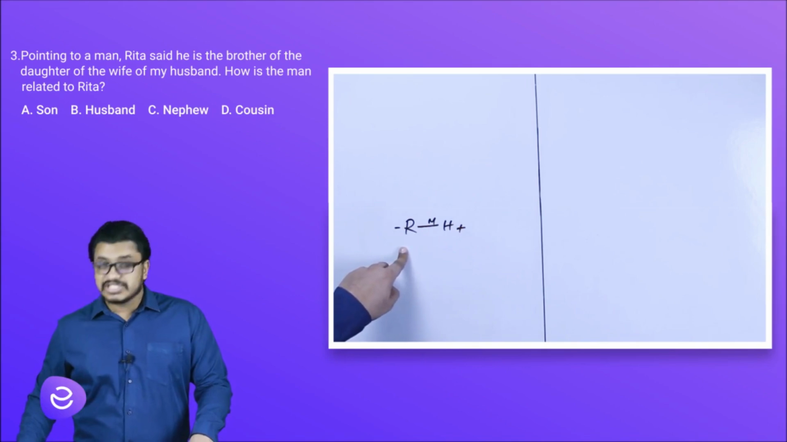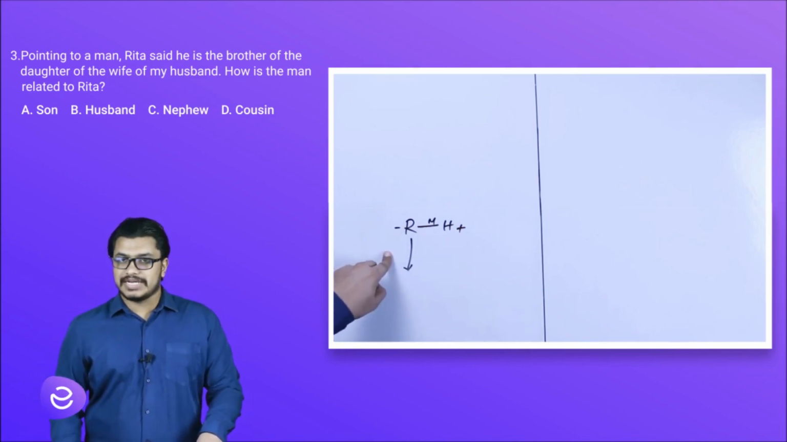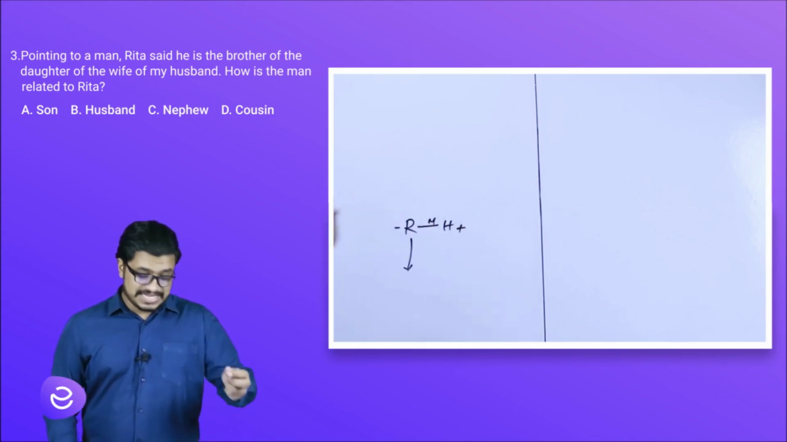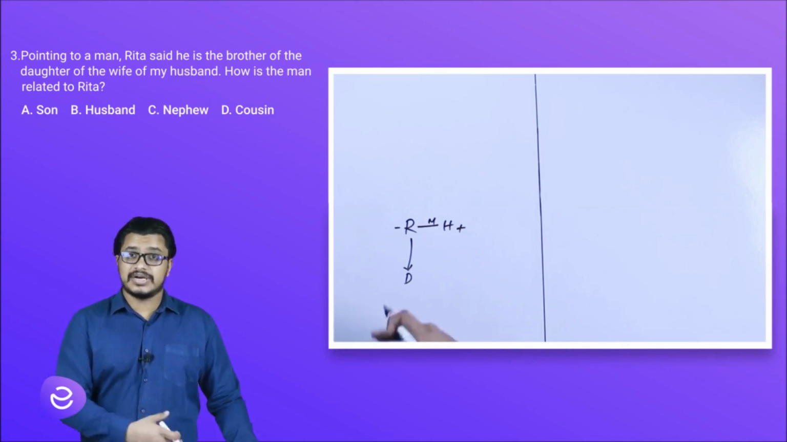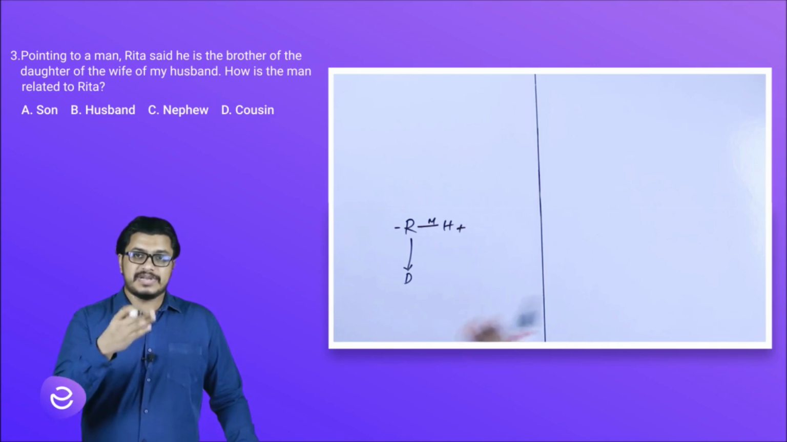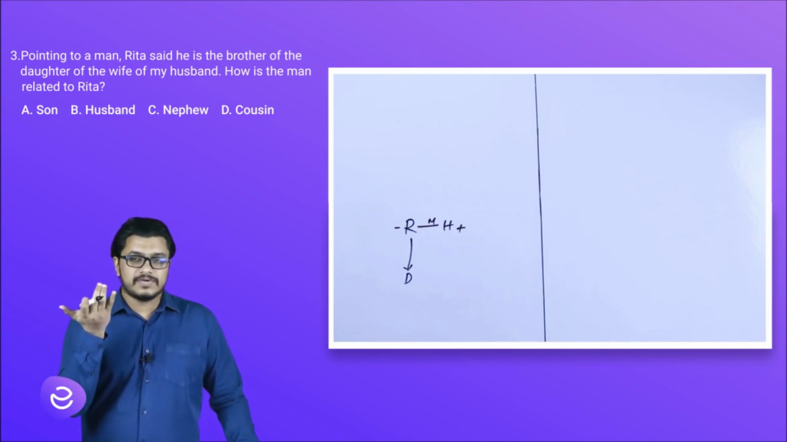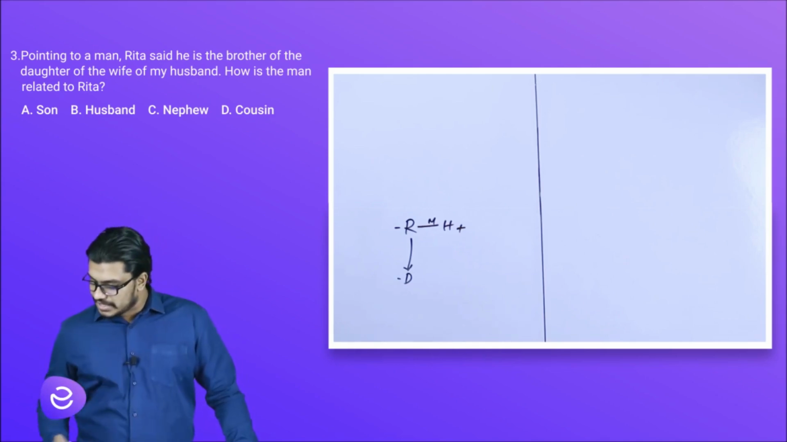Now the next relationship is daughter. So we'll draw a vertical line downwards because daughter is in the next generation, and we'll just write D. You can write daughter, or you can write girl, boy, anything. Whatever symbols or abbreviations you use, you yourself have to understand them. So daughter we'll mark with a minus sign.